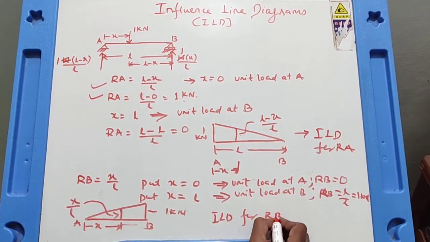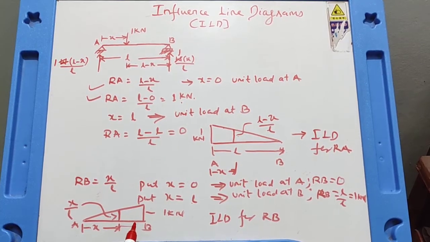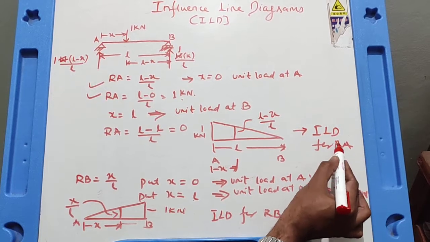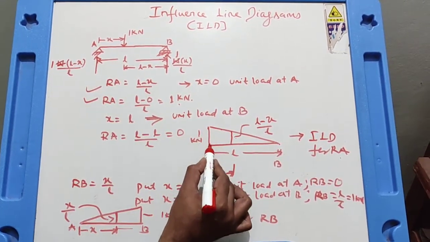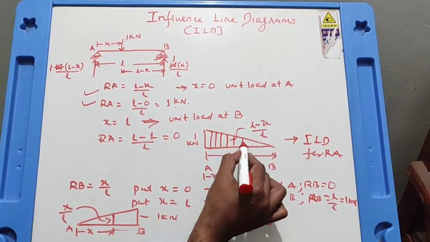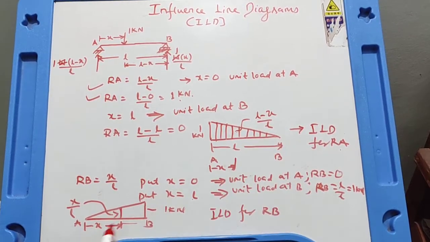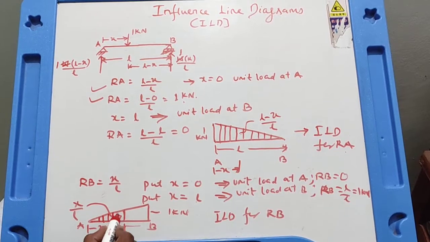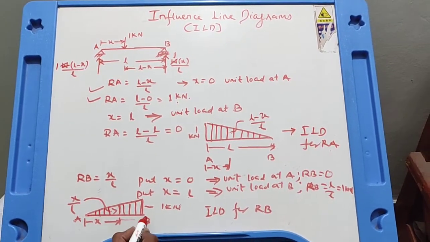So you should understand the meaning of the influence line diagram for reaction at A and the meaning of the influence line diagram for reaction at B. Each and every ordinate in the influence line diagram for reaction at A is nothing but reaction at A only, but for various positions of the unit load. Similarly, each ordinate here is reaction at B only, but for various positions of the unit load.